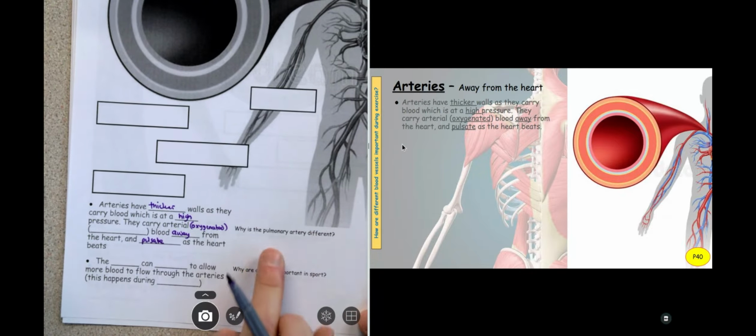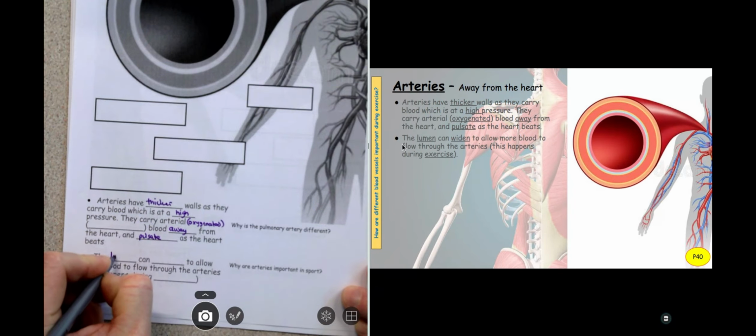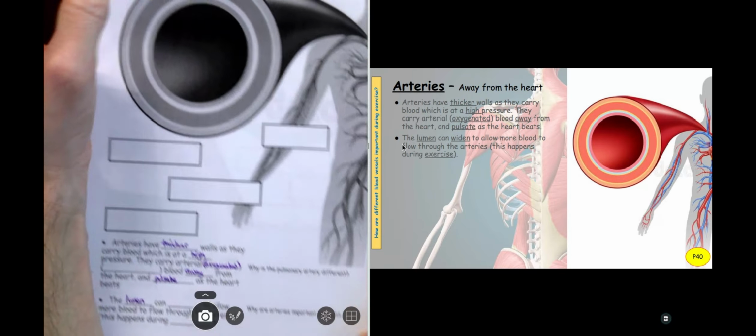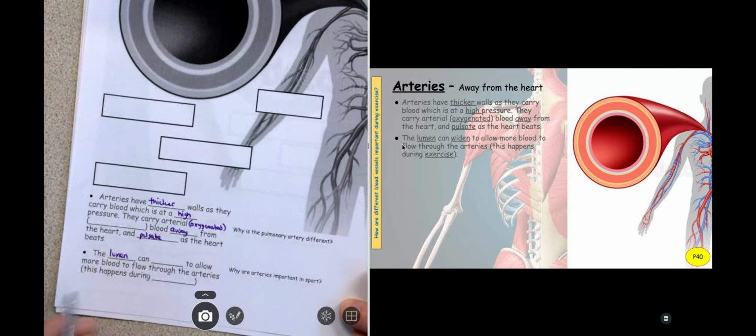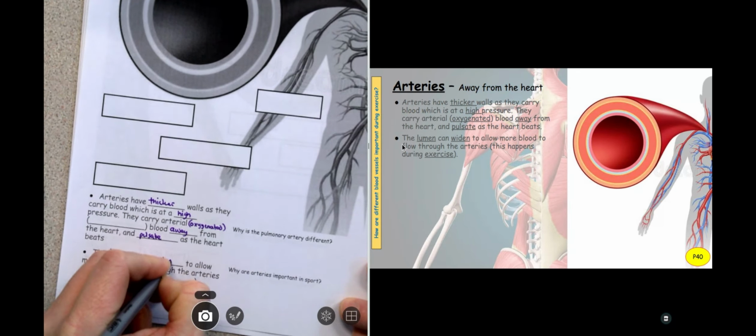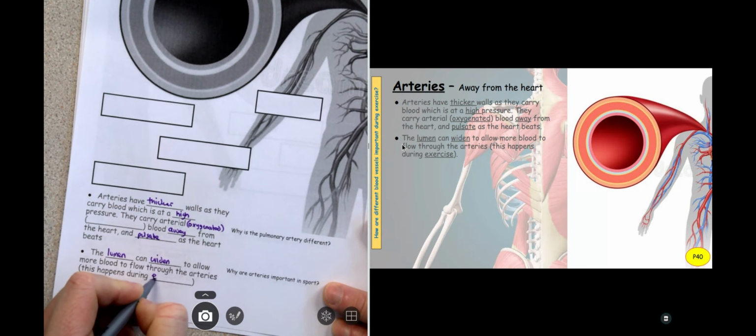The question here though is, why is the pulmonary artery different, which we're going to talk about in a second. The lumen, which we're going to label in a second, the lumen is the sort of tube inside of the blood vessel that will widen to allow more blood to flow through the arteries, and this happens during exercise.